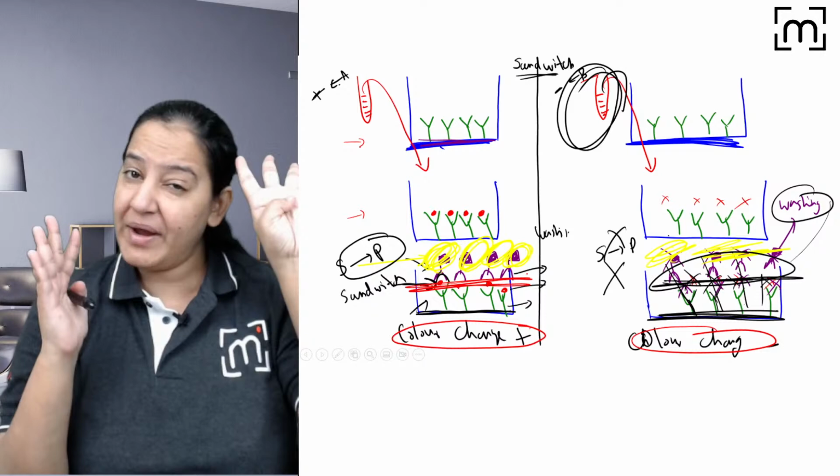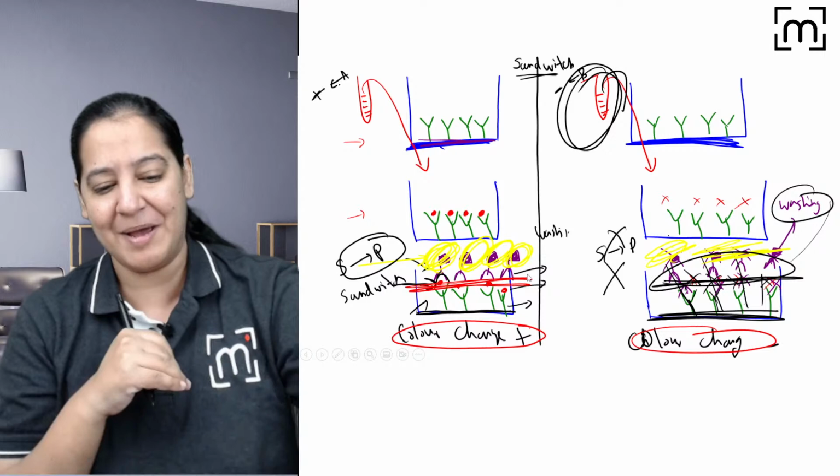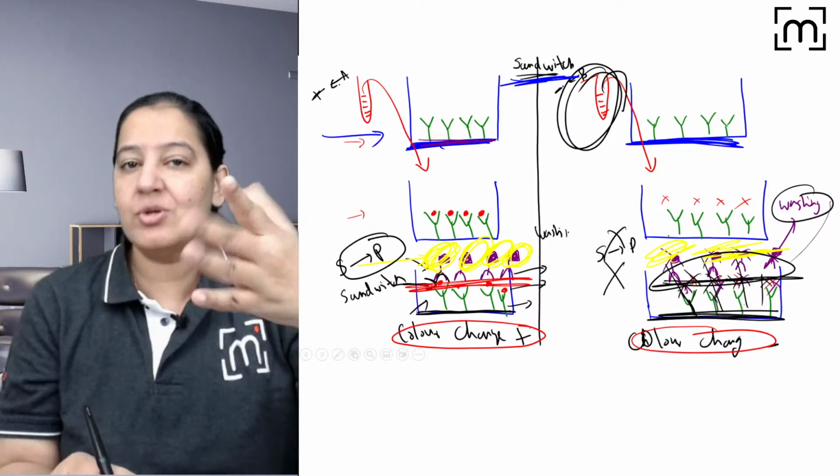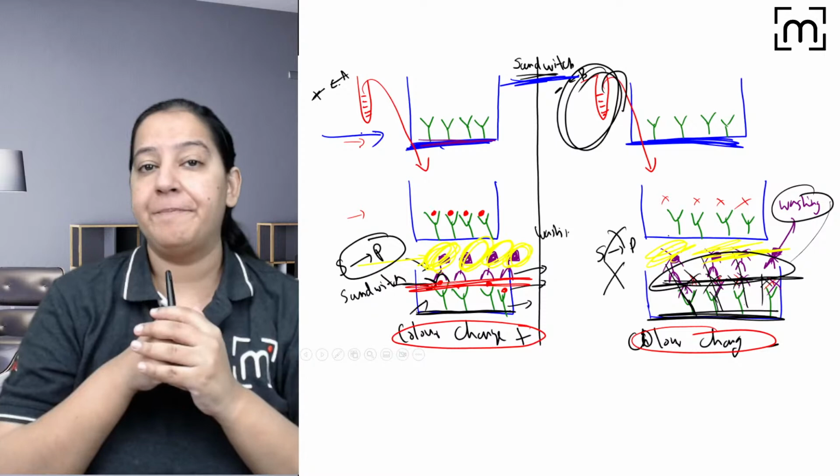Can you enumerate the four steps, any of you? Please help me. Step number one, in sandwich ELISA you want to test antigen, so start with antibody. Step one, coat the well with antibody. It is available in the market.